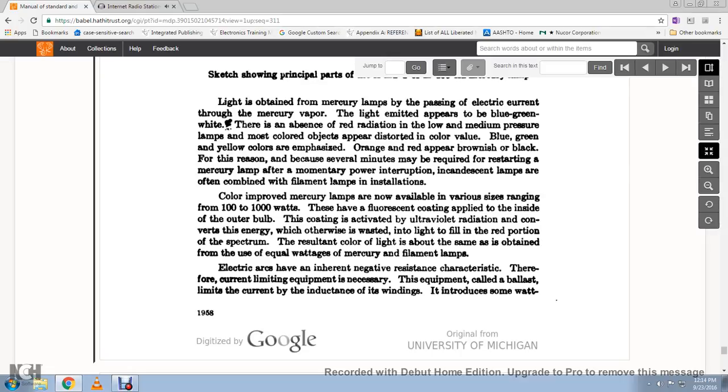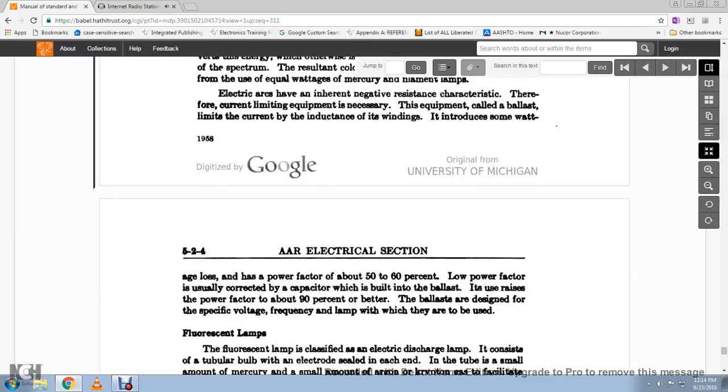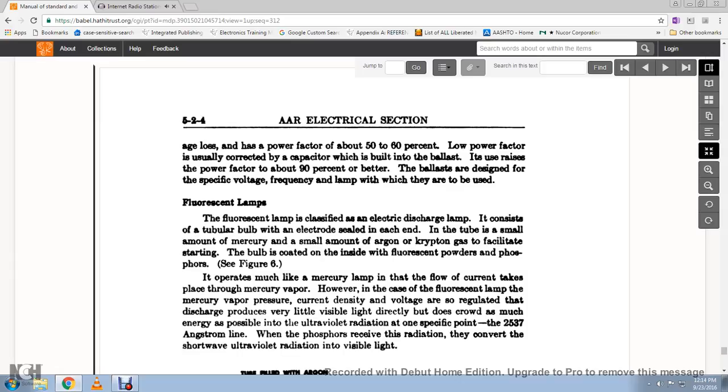The mercury lamp has a negative resistance characteristic, therefore current limiting equipment is necessary. The equipment can be a ballast that limits current with inductive windings, and they introduce some wattage loss and have a power factor of about 50 to 60%. Low power factor is usually corrected with a capacitor, which is built into the ballast. It raises the power factor to about 90%, and the ballast is designed for a specific voltage and frequency of the lamp in which it is to be used.